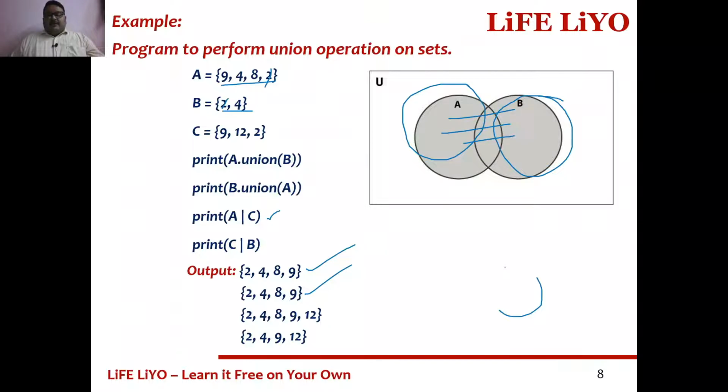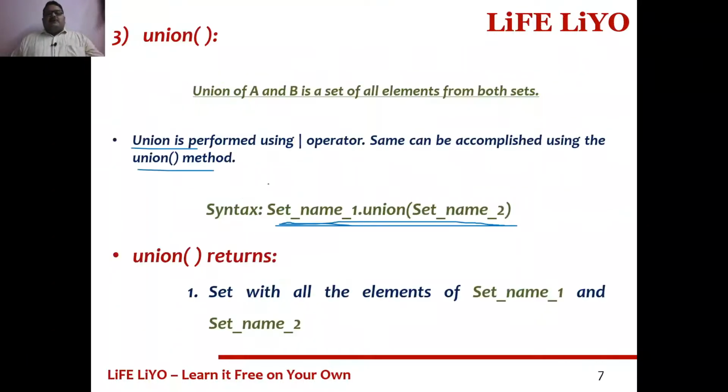Yeah, I forgot to mention one thing. We can also use an operator for performing the union in sets. What is this operator? The pipe operator. We can use the pipe operator, that is this one on the keyboard, which is above the Enter key, the shift key. So we can use this symbol for performing the union operation.